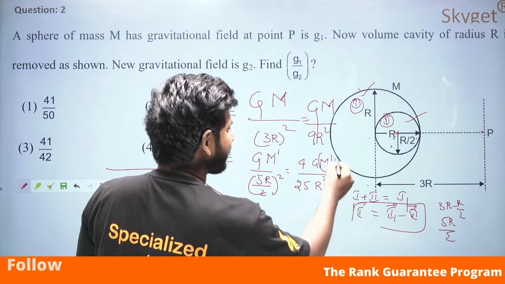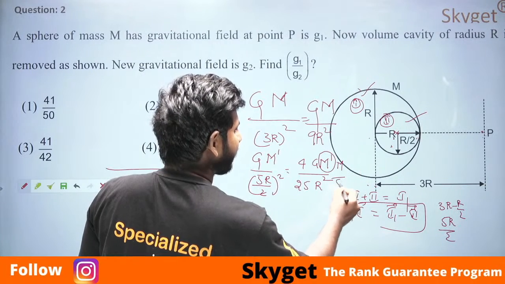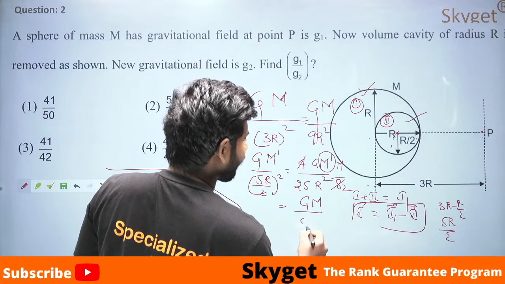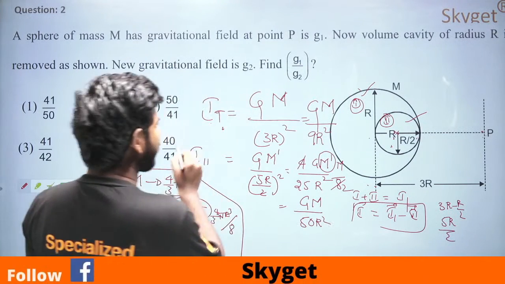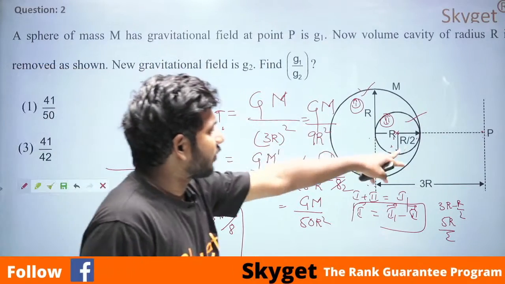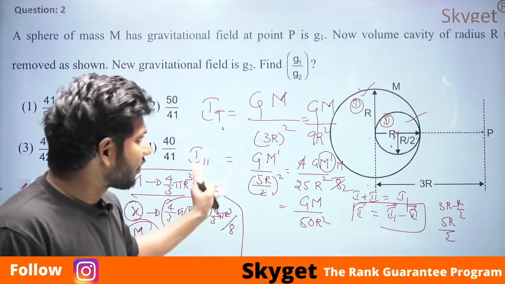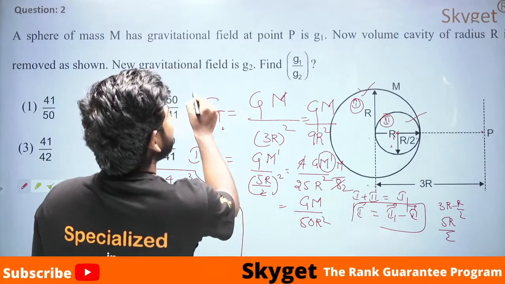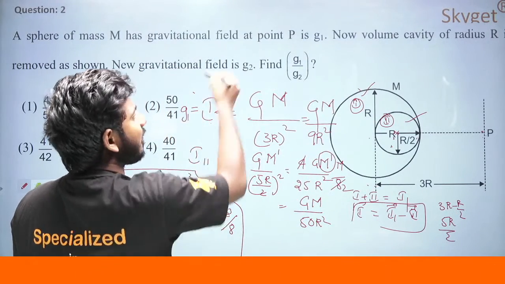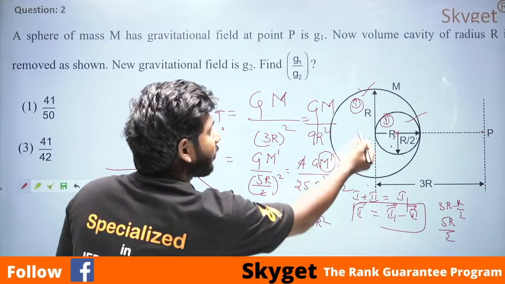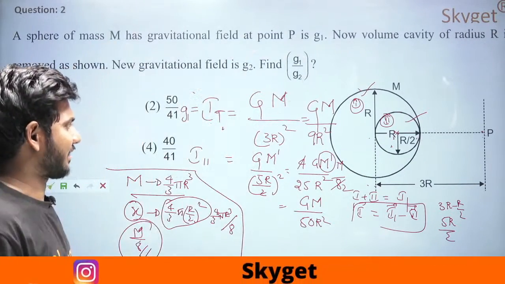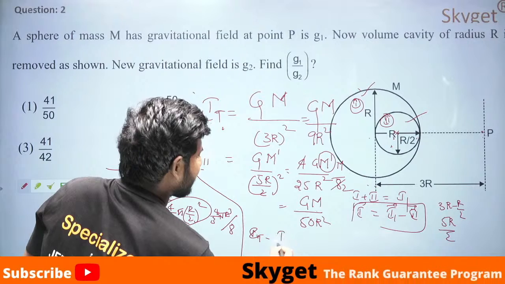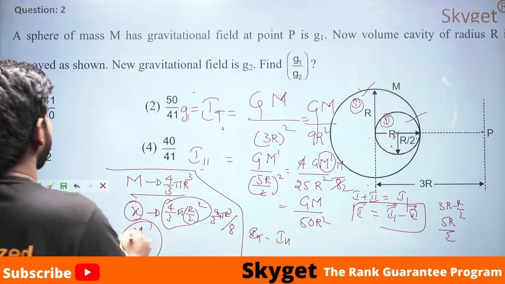M by 8. Substituting m by 8 here, 4 goes into 8 two times, the answer will be G m by 50 r square. So we got I2. If we subtract I total, the intensity due to the total sphere, minus the intensity due to the second sphere, which is the removed part, we will be able to get the intensity due to the first sphere. This can also be considered as I1. Then I total by I1 will be the ratio of the required answer. So if you subtract this I total minus I2, I will try to solve it here.